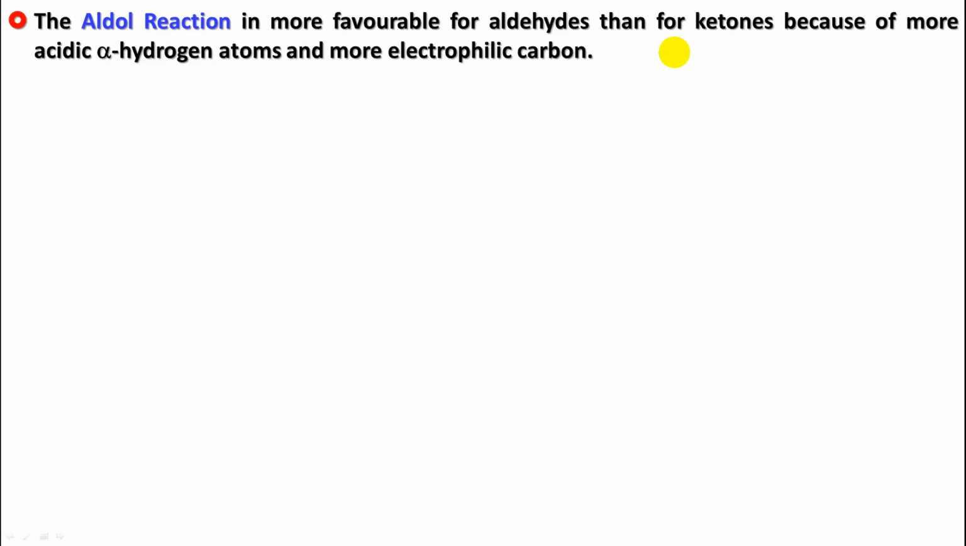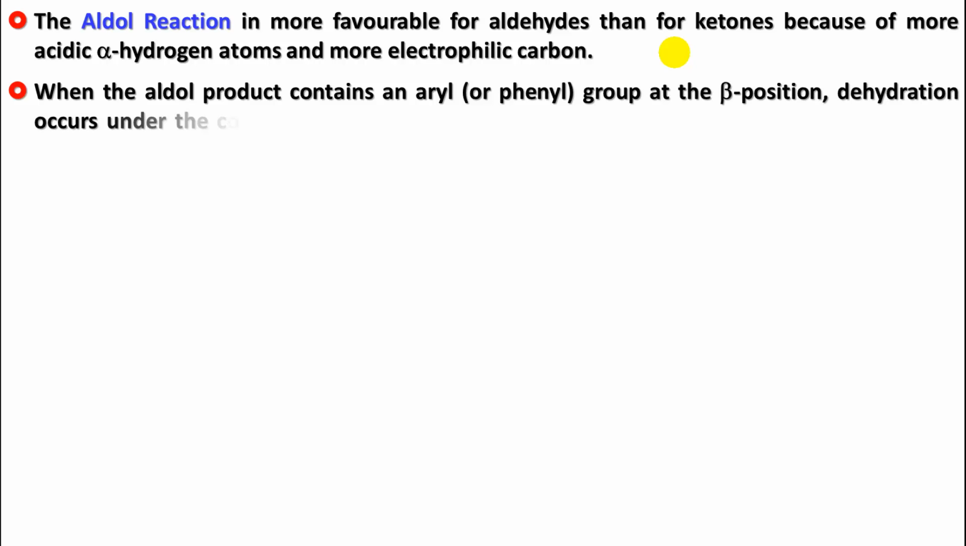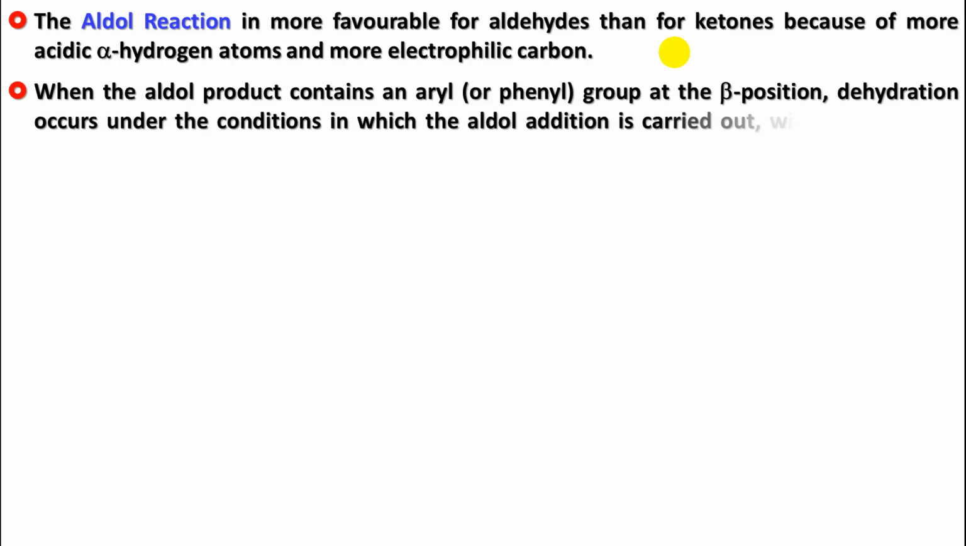the more electrophilic carbon. Now, in case the aldol product contains an aryl group or a phenyl group in the beta position, the dehydration occurs under the conditions in which the aldol addition is carried out. That means we don't need additional heating. So here the product is directly the aldol condensation product rather than the aldol reaction product. So when the aldol product contains an aryl group at the beta position, dehydration occurs under the conditions in which the aldol addition is carried out.